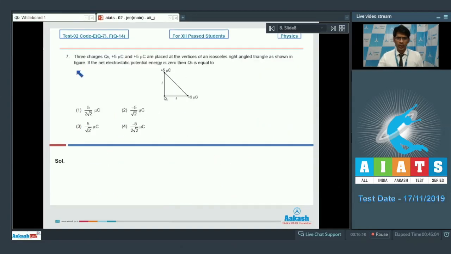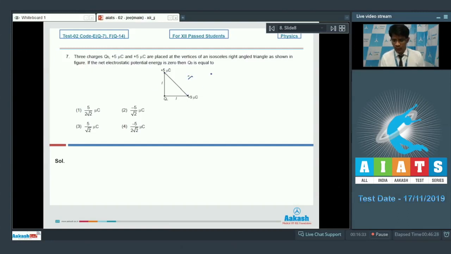In question number 7, three charges Q0, plus 5 microcoulomb and plus 5 microcoulomb are placed at the vertices of an isosceles right angle triangle as shown in the figure. If the net electrostatic potential energy is 0, then Q0 is equal to? We need to find the value of Q0. Simply write down the potential energy for this configuration.